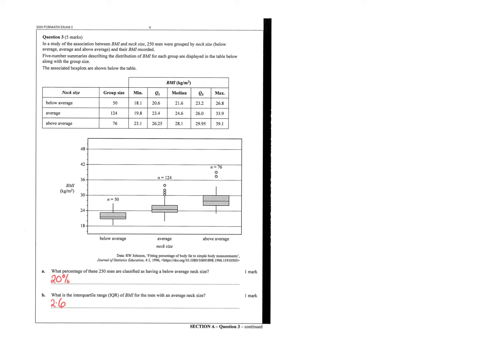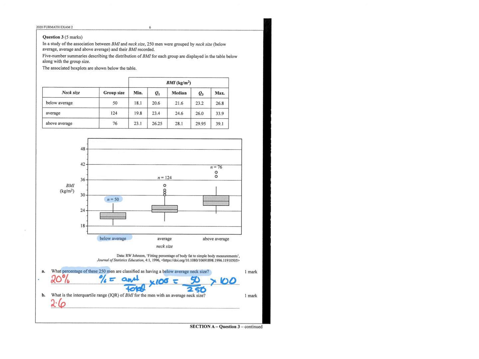Okay, what percentage of these 250 men are classified as having a below average neck? So if you go look, we're looking for below average neck, and here there was 50. So with percentage, remember, percentage equals amount over total times 100. They said of these 250 men, so that was easy, they told me the total. How many have a below average neck? So you go 50 over 250 times 100 and you get 20%. Okay, everyone get that one?